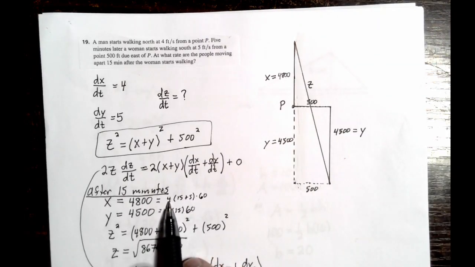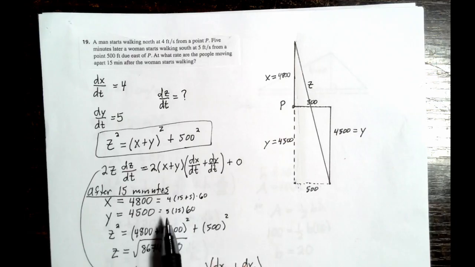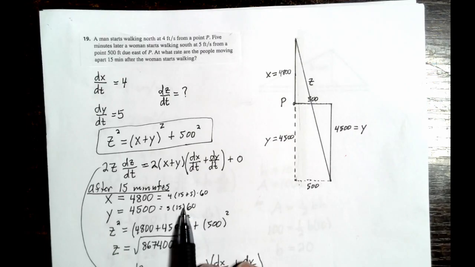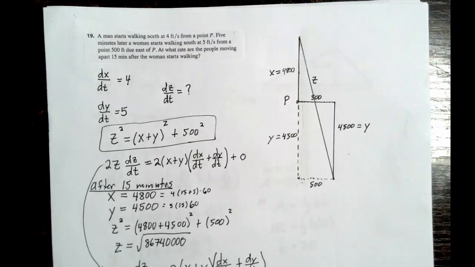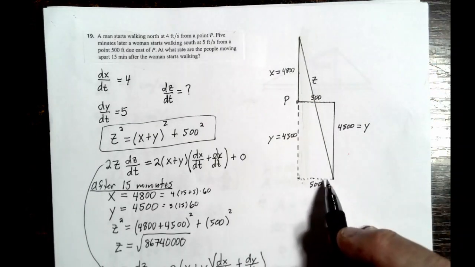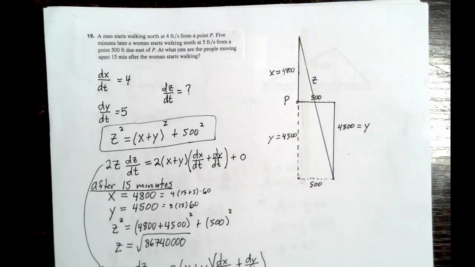walking, times 4 feet per second, times the number of seconds in a minute. So 20 minutes times 60 times 4 feet per second. And for her it was 15 minutes, 5 feet per second for 60 seconds in each minute. So these are the distances, 4800 and 4500. 500 here. So we know if this is 500, this right here is 500, and this right here is the 4800 plus the 4500. So we can use Pythagoras.